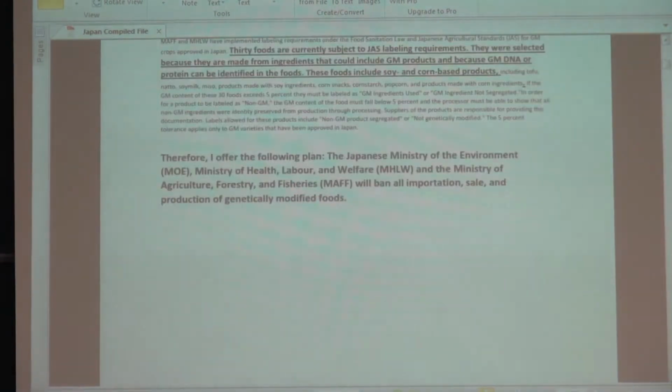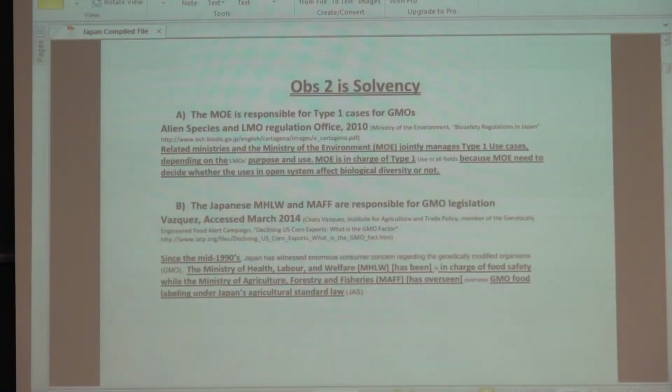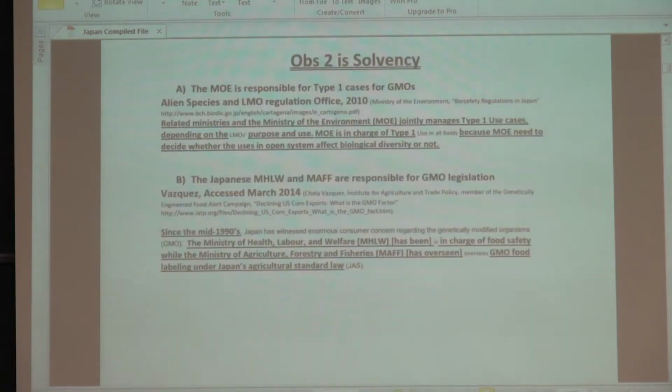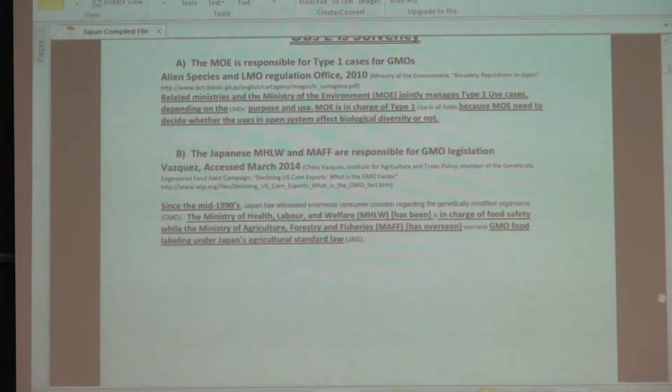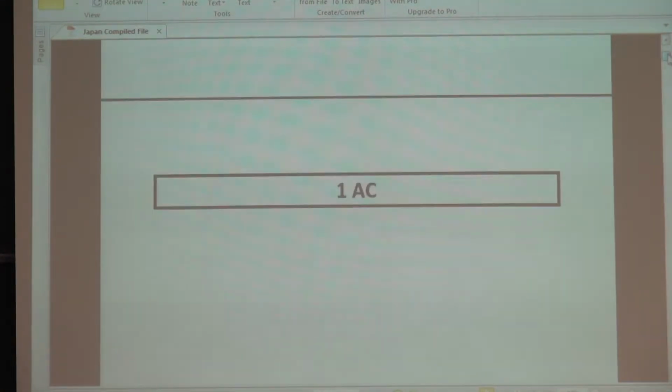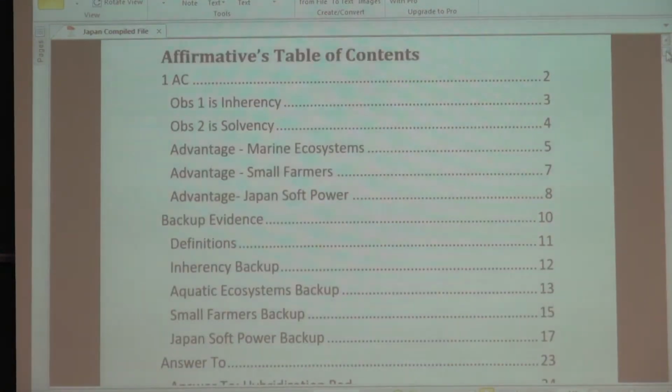The next page you have to read is observation 2, solvency, okay? And after you read that, this is where you get to have fun and you and your partner can make some decisions. There are 3 advantages. In no world can you read all 3 of them because you don't have the time.